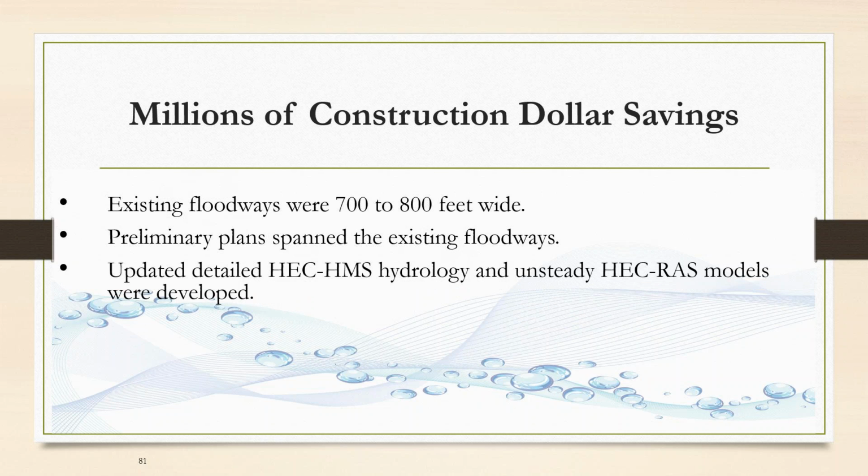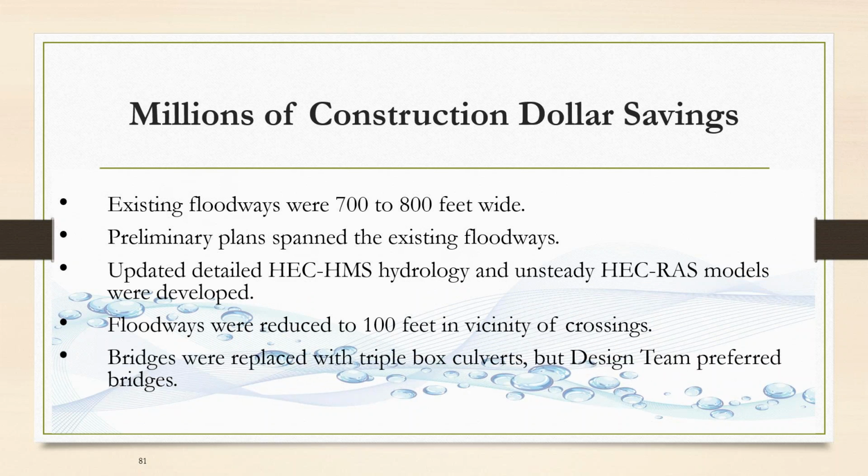We updated the hydrology. We used an unsteady HEC-RAS model to develop a new floodway. The floodways were reduced to 100 feet in vicinity of the crossings. Bridges were replaced with triple box culverts. The design team did move back to bridges. They said that they preferred that in this situation, so we went along with that, of course. And finally, we provided this complete study to FEMA as a stream update.